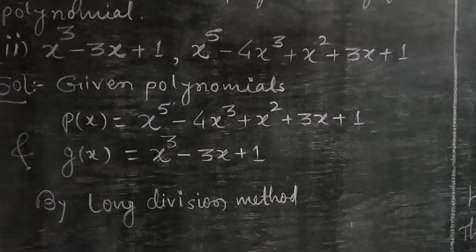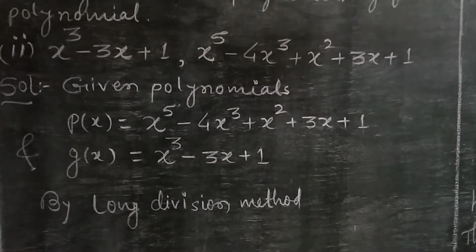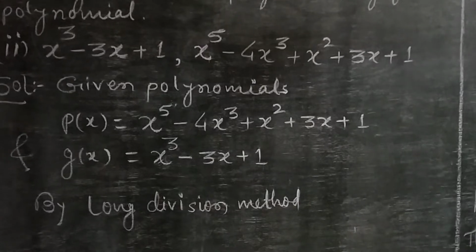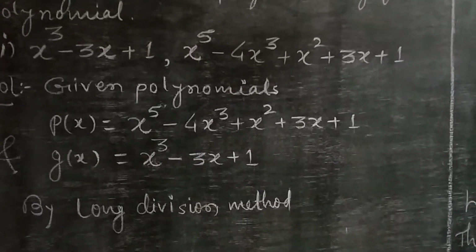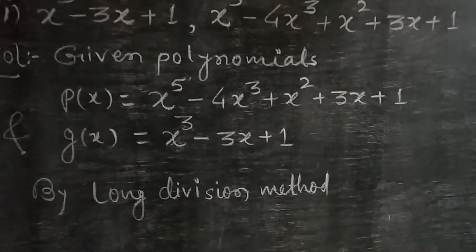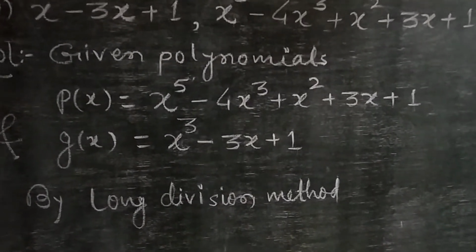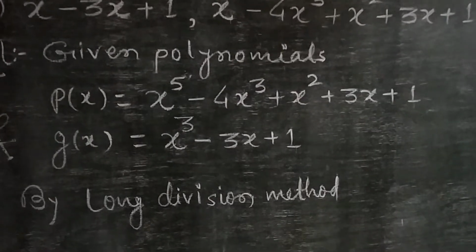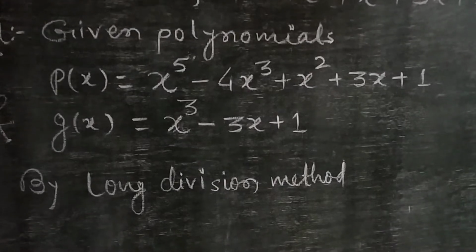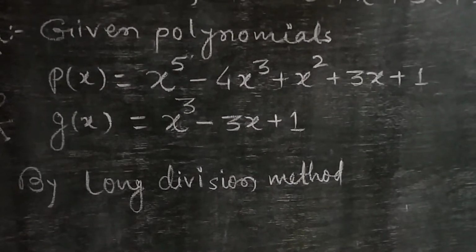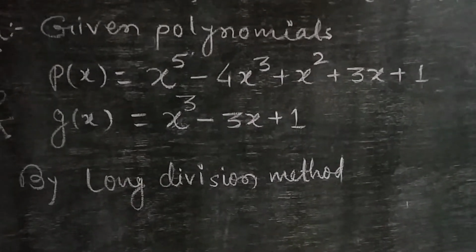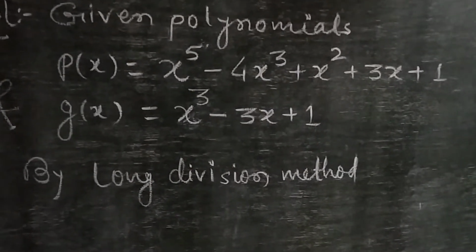Now we will take the second example. The first polynomial is x cube minus 3x plus 1. The second polynomial is x to the power 5 minus 4x cube plus x square plus 3x plus 1. First we will write the given polynomials. P of x is x to the power 5 minus 4x cube plus x square plus 3x plus 1. G of x is x cube minus 3x plus 1. And both the polynomials are in standard form, that is in decreasing powers of x. So no need to rearrange them. Now we will use the long division method.